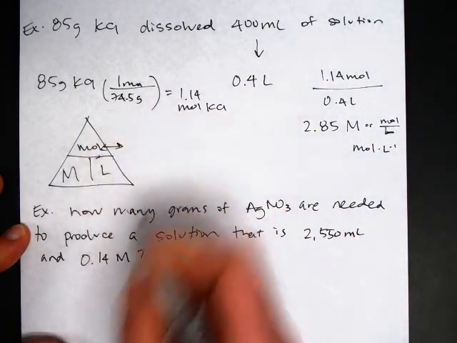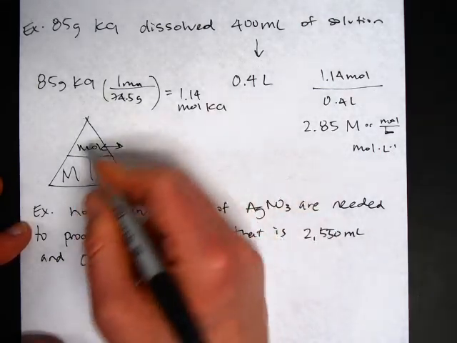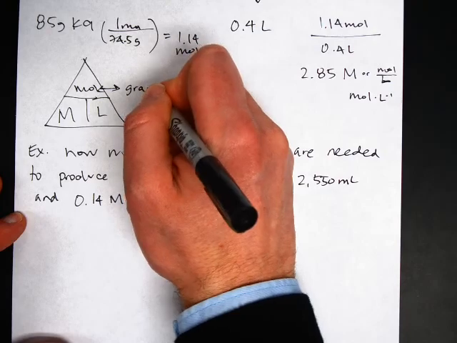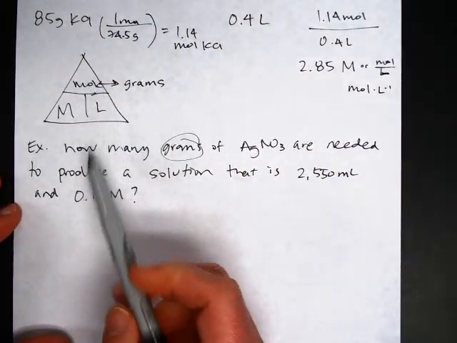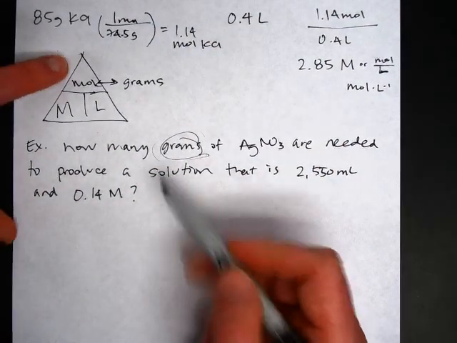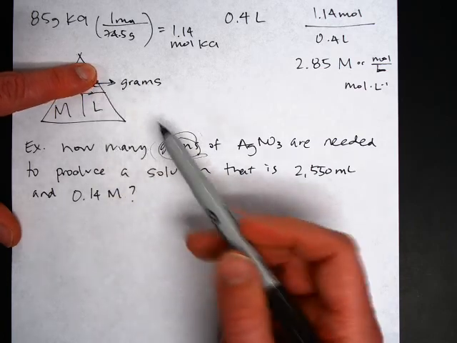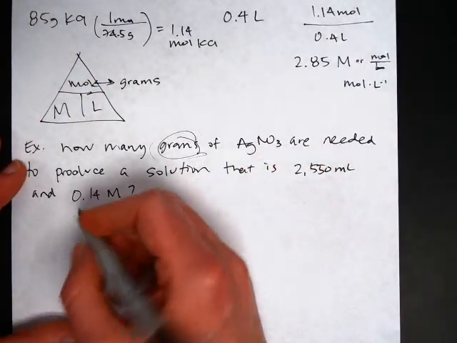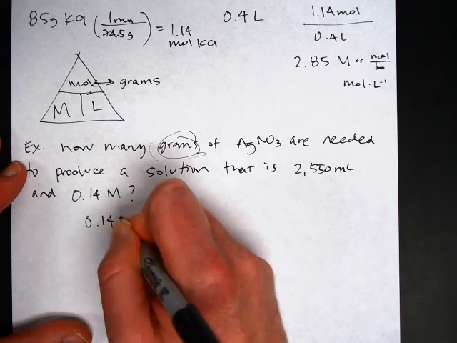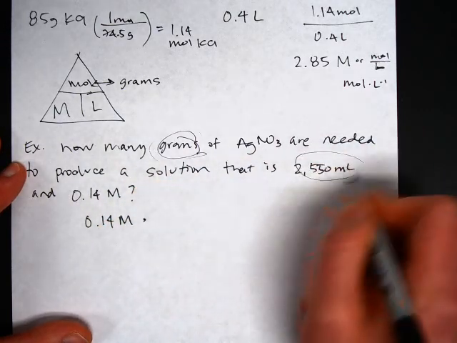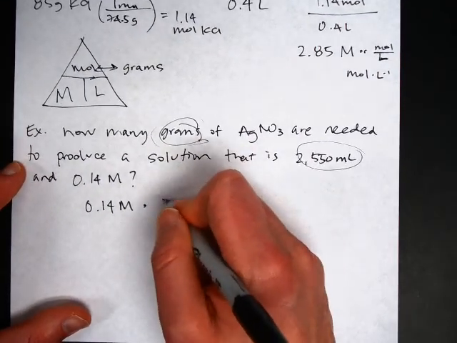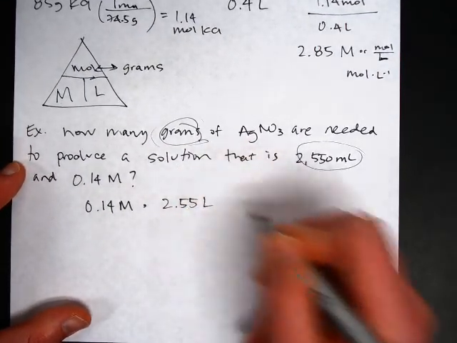Now, I said grams here, but there's no grams on the triangle. But grams and moles are related. You can convert between them as you need to. So if you want to solve for grams, then first find moles and then convert your moles to grams. So if I want to find moles, then I take molarity times liters. The molarity is 0.14 molar. This many milliliters, just divide by 1,000 and move the decimal point 3 spots to the left, is 2.55 liters.